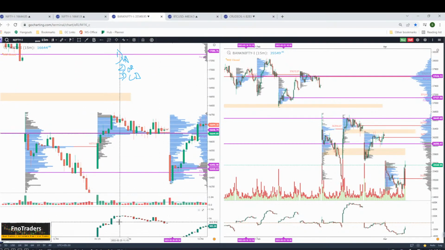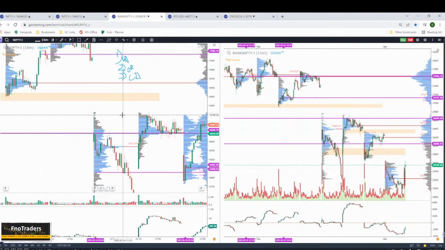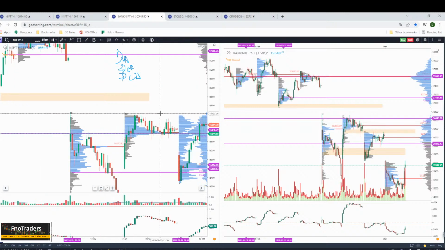Okay, after this large candle, if you see, there was a lot of huge delta buying, but the market did not really move up. So if you see, delta started flattening out, and so there was not much initiative, and there was an exhaustion at the top. So essentially it meant that buyers are not interested further beyond this level.